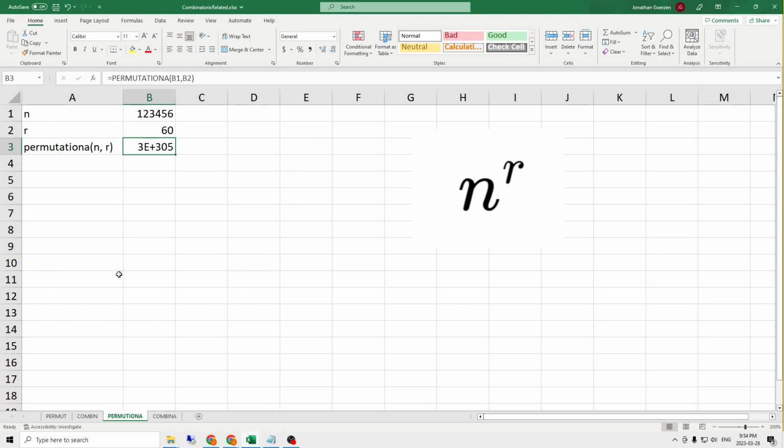Related functions to this include the permute, the combine, and the combine A function, which is the combination function that allows for repeats. But this is the grandpappy of them. There are more permutations allowing repeats than there are for any combination of n and r than there are for permutations, combinations, or combinations allowing repeats. I think that that's cool.